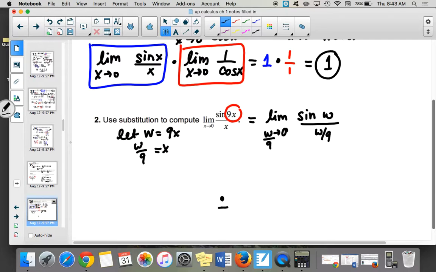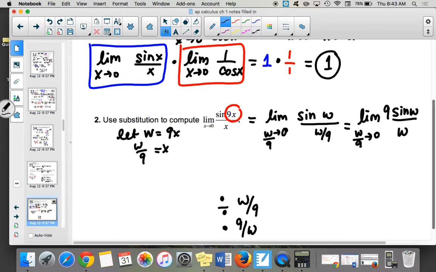If I'm dividing by w over 9, remember that means I'm multiplying by 9 over w. So I'm going to do that on the next step. I'm going to say the limit as w over 9 goes to 0. So I have the sine of w over the 9 goes on the top with the sine of w, and the w goes on the bottom because I'm multiplying by 9 over w. Everybody's still good?